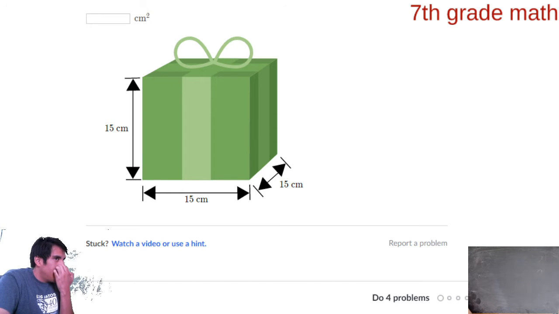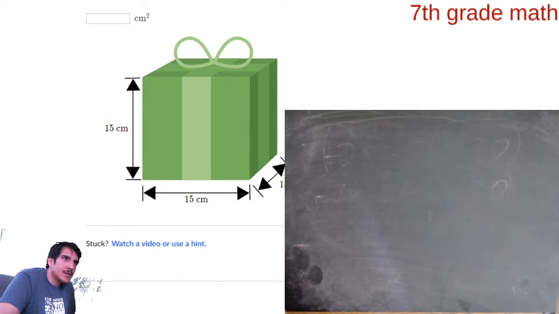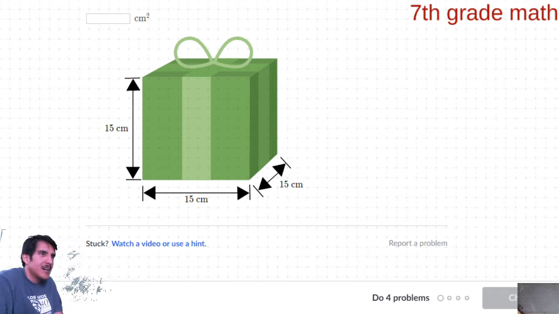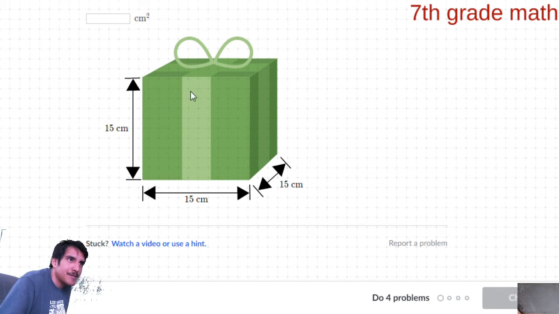So again, if you have a cube, you have 6 faces, okay? Or if you have a rectangular prism, you have 6 faces on this thing. 6 sides to this gift. There's a top, a bottom, and then 4 around the whole thing. So let's find the area. It looks like this is 15 by 15 by 15.